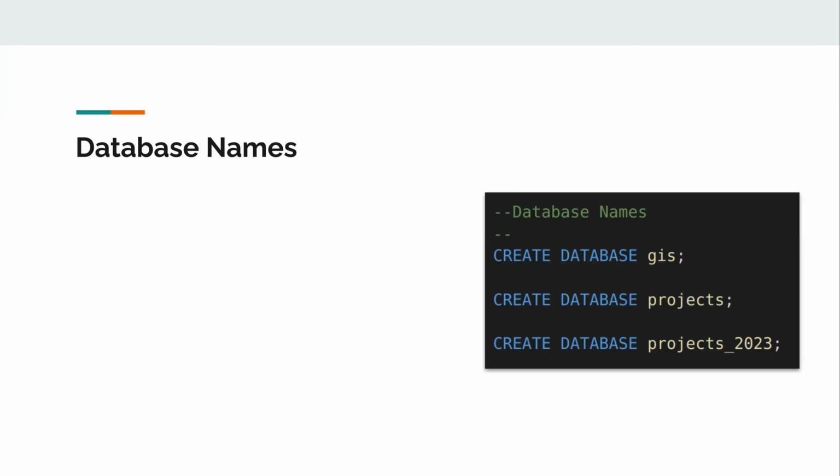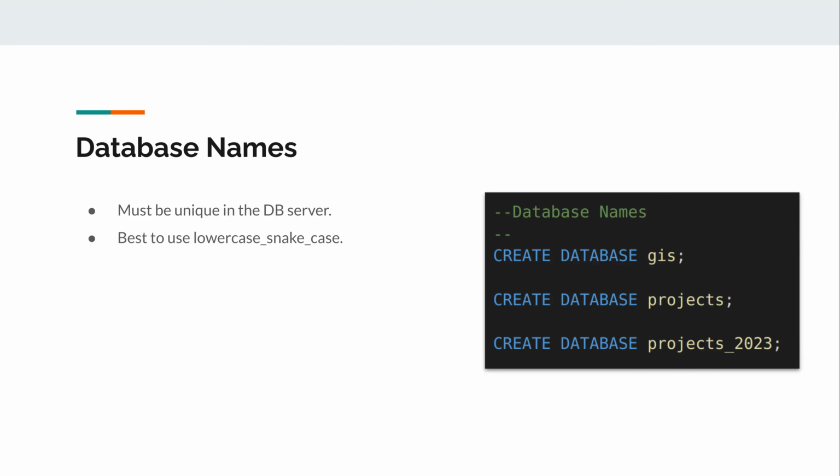So when we're talking about database names, we're going to talk top level now. We're going to talk hierarchically now. Database names must be unique within the database server. You can't have two databases called GIS. It's best to use lowercase snake case.